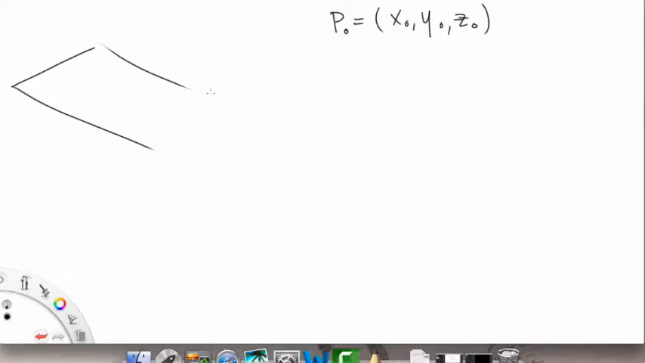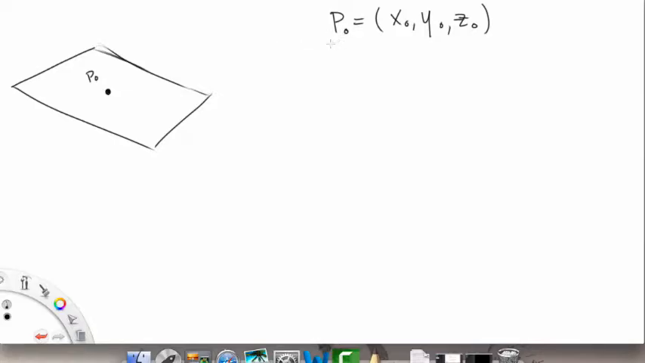Okay, so let's say we're going to start off by saying that we have a point P naught, okay? P naught is the following. It has coordinates x naught, y naught, and z naught, okay? The naught is the little o at the bottom there. Let's say we have this point and it lives in a plane. So I'm going to draw a little plane here. So here's our plane, and here's P naught, and it has those coordinates x naught, y naught, z naught.